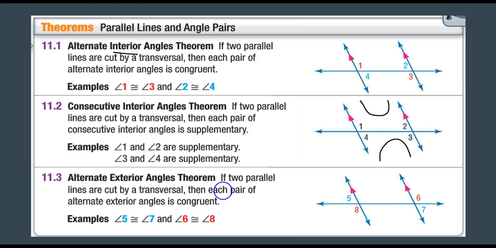Alternate exterior angle theorem. If two parallel lines are cut by a transversal, then each pair of alternate exterior angles is congruent. So exterior angles, and they have to be alternate from each other, opposite sides. So angle 6 and angle 8, those are congruent, and angle 5 and angle 7 are congruent as well.